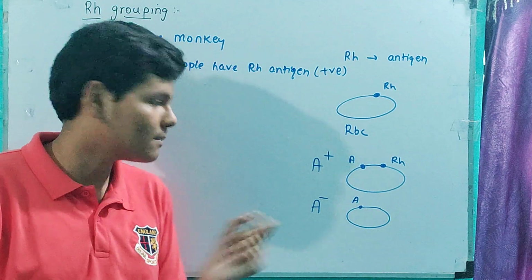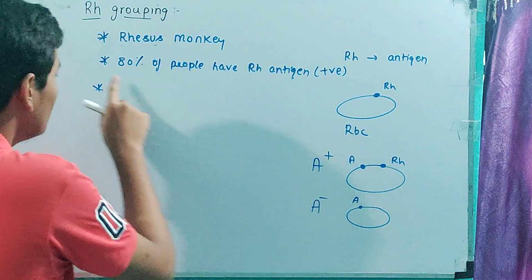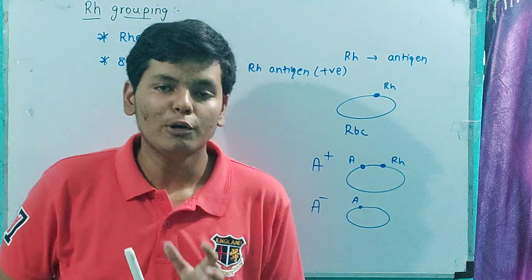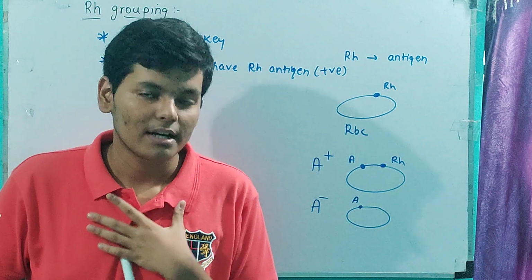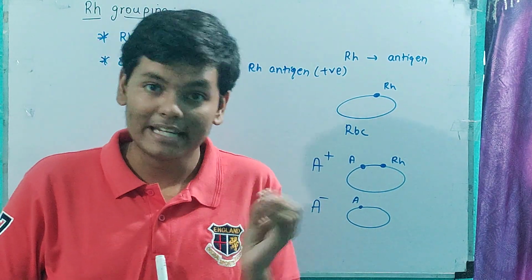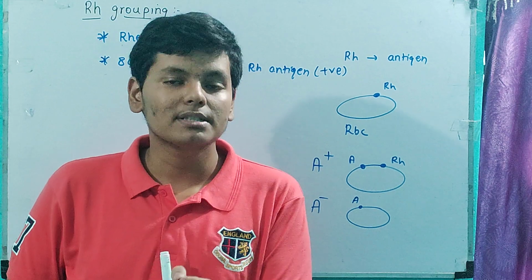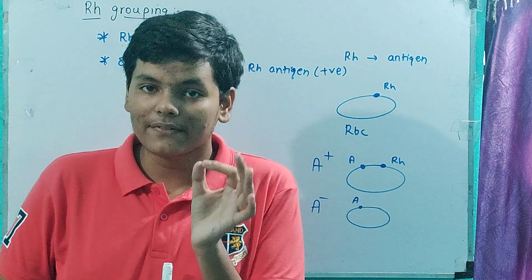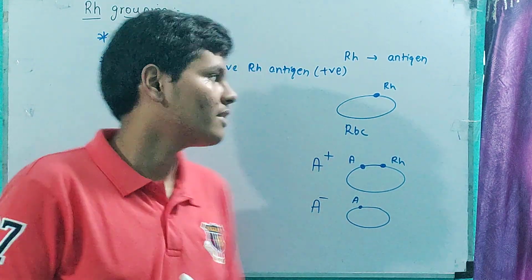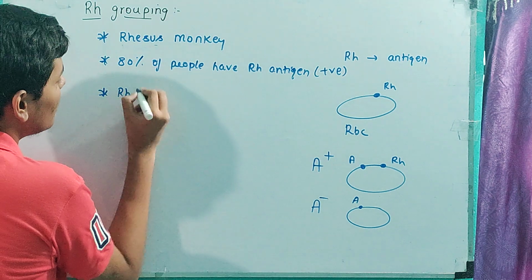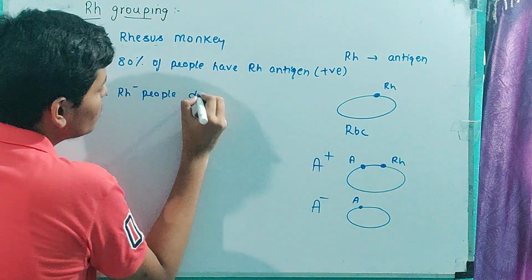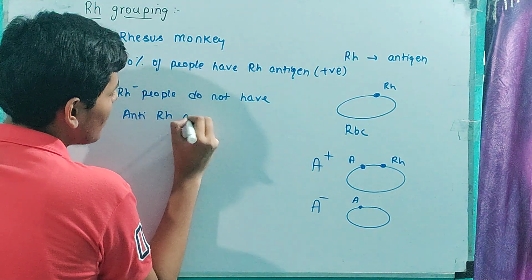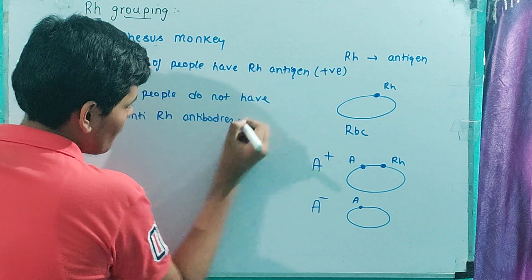Now we understood how we can assign a plus or minus sign to a blood group. Now there is one interesting concept about RH. We have learned in ABO grouping that if I am of blood group B, then I have antibodies against A. We have anti-A. So the question comes: do the people who do not have RH antigen have antibodies for RH antigen? This is a very interesting case. The RH negative people do not have anti-RH antibodies naturally.